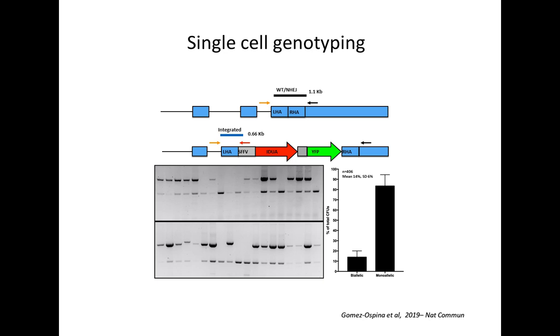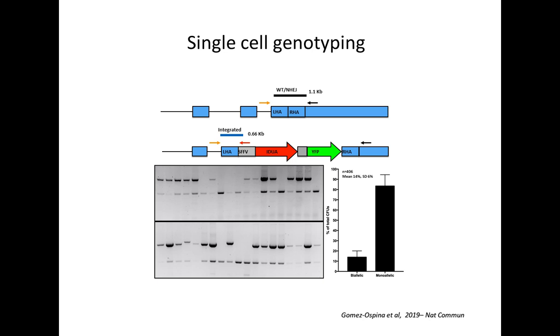And also it allows you to quantify rates of mono and biallelic integration. So in this particular example, non-integrated alleles are bigger, 1.1 kb, and integrated alleles show a smaller band. So if you have two bands, you're modifying one of two alleles, so monoallelic modification. If you have a single band, you have biallelic modification.